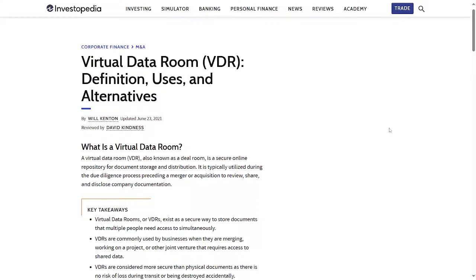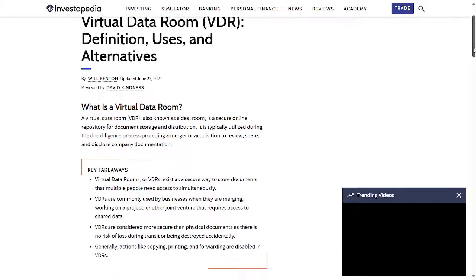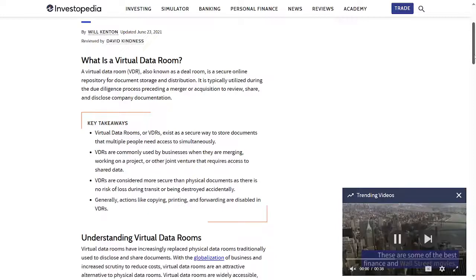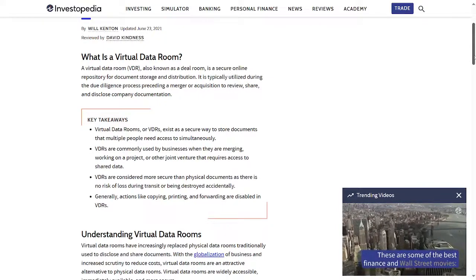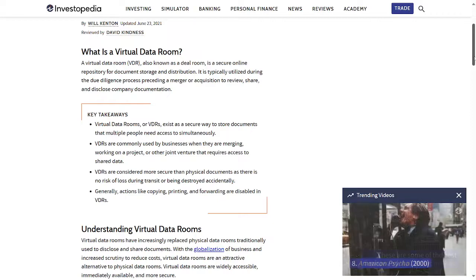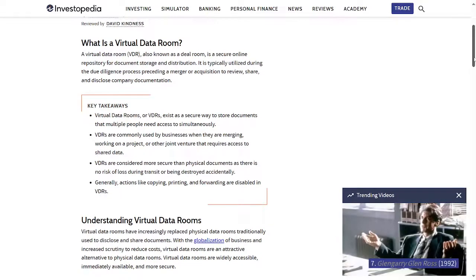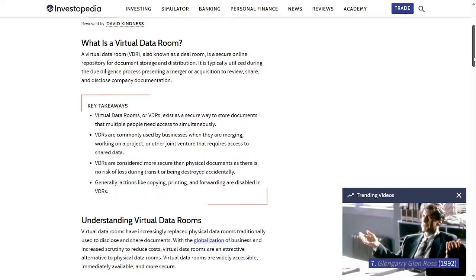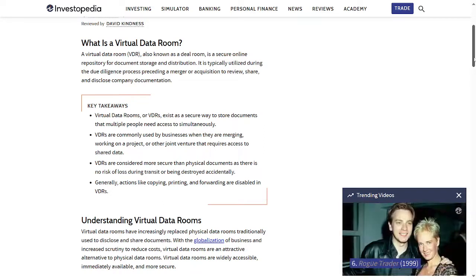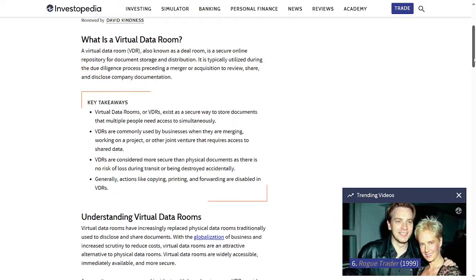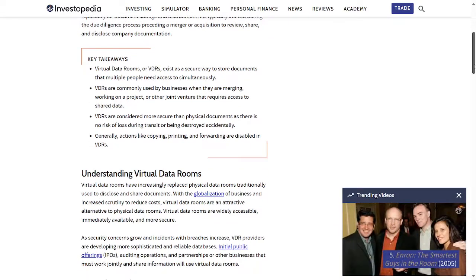storage and distribution. It is typically utilized during the due diligence process preceding a merger or acquisition to review, share and disclose companies' documentation. So virtual data rooms, or VDRs, exist as a secure way to store documents that multiple parties need to access simultaneously. VDRs are commonly used by businesses when they are merging, working on a project or other joint ventures that require access to shared data.